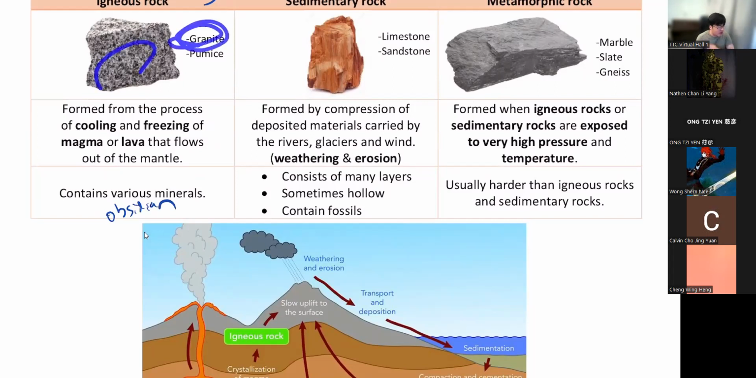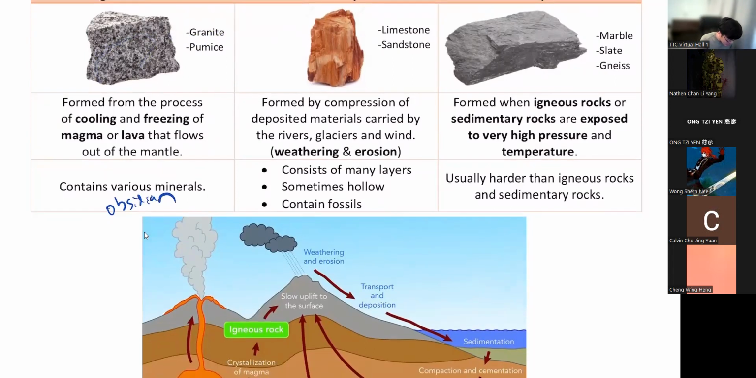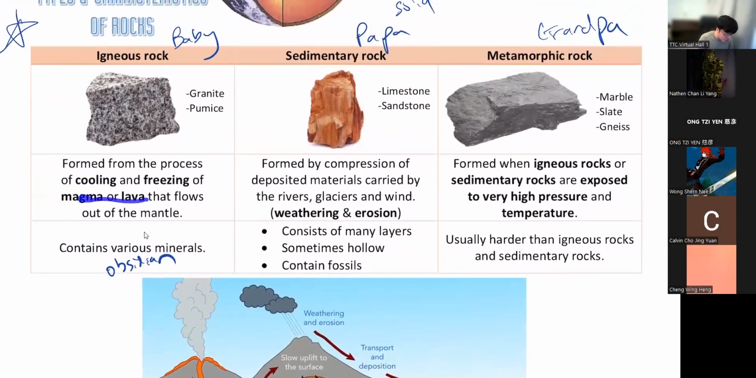So you have your granite. Granite is the one you find in kitchen tabletops. So you see, they are from the cooling and freezing of magma. So that's why we call it baby rock, igneous. You rarely see them in Malaysia. Exactly, because that would mean we have volcanoes, right? So why do we call it igneous? Think of it as ignite. You know what is ignite? 着火, because volcano is igniting, right?